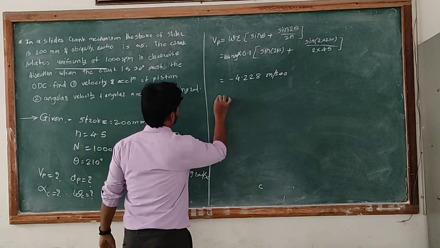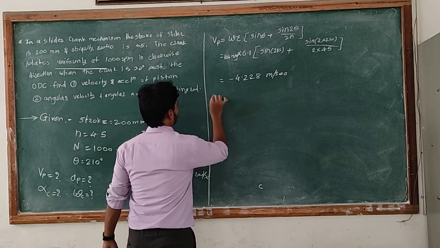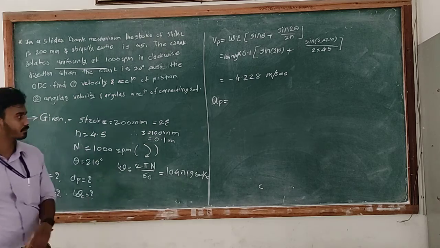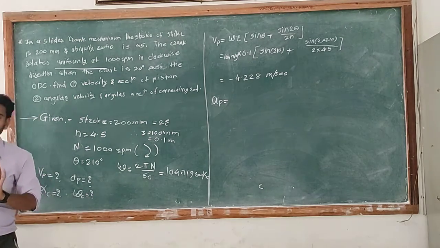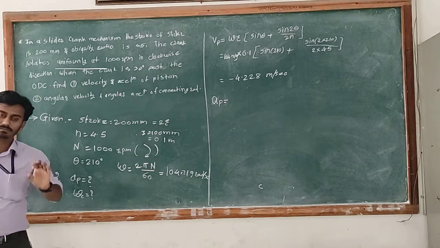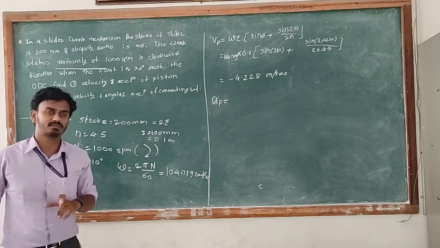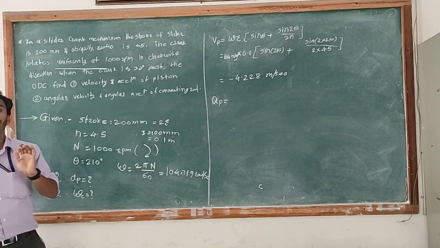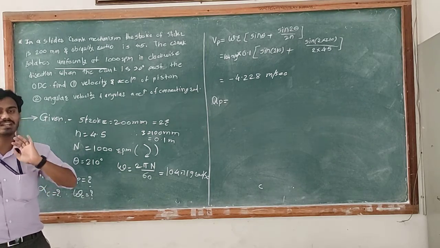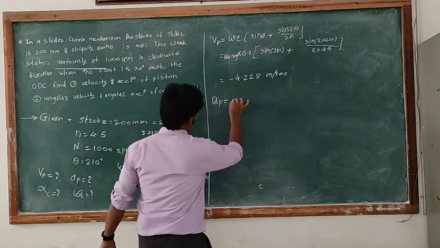Okay, now we have to calculate the acceleration of the piston, Ap. In our numerical they have given that the speed of the crank is uniform. Therefore we have to use the formula in which we consider that the angular velocity of the crank is uniform.